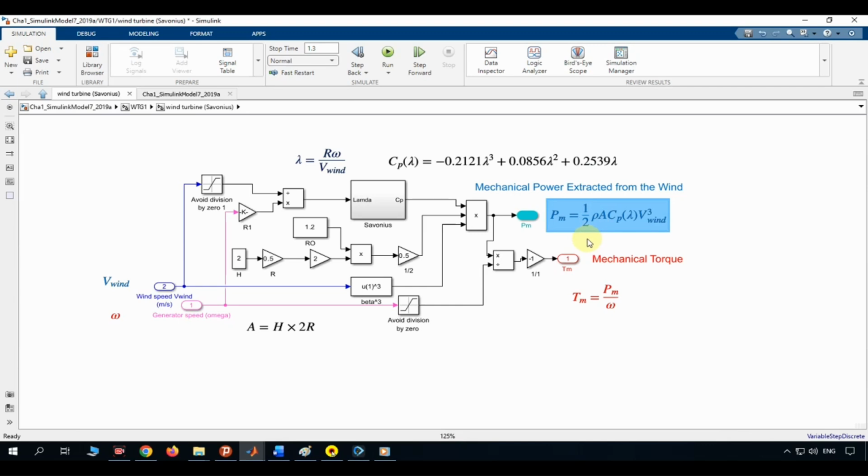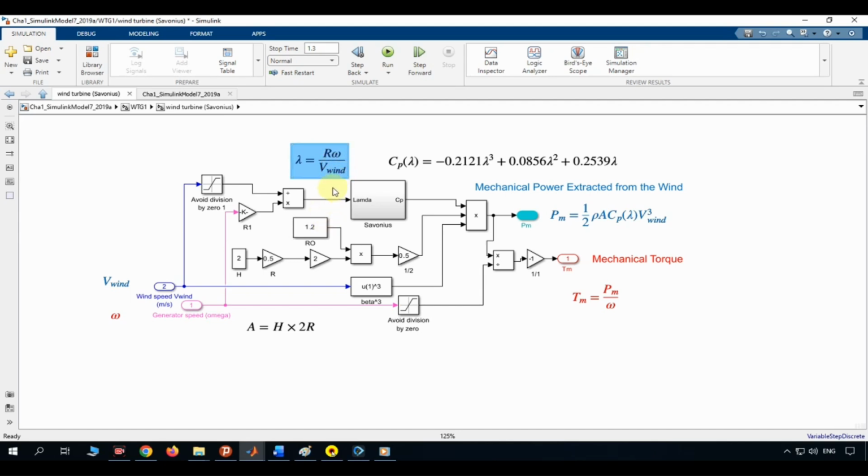However, not all of this wind power can be captured. The fraction that the turbine actually converts into mechanical power is described by the power coefficient called Cp. This coefficient depends on the tip speed ratio, labeled lambda, which is the ratio between the rotor's tip speed and the wind speed. In this model, the tip speed ratio is calculated by multiplying the generator speed by the rotor radius, and then dividing by the wind speed.